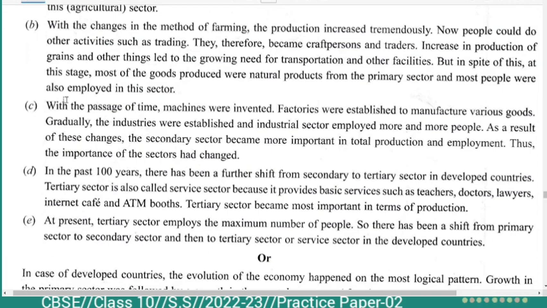In the past 100 years, there has been a further shift from secondary to tertiary in developed countries. The tertiary sector is also called the service sector because it provides basic services such as teachers, doctors, lawyers, internet cafes, and ATM booths. The tertiary sector became most important in terms of production. At present, the tertiary sector employs the maximum number of people. So there has been a shift from the primary sector to the secondary sector and then to the tertiary or service sector in the developed countries.